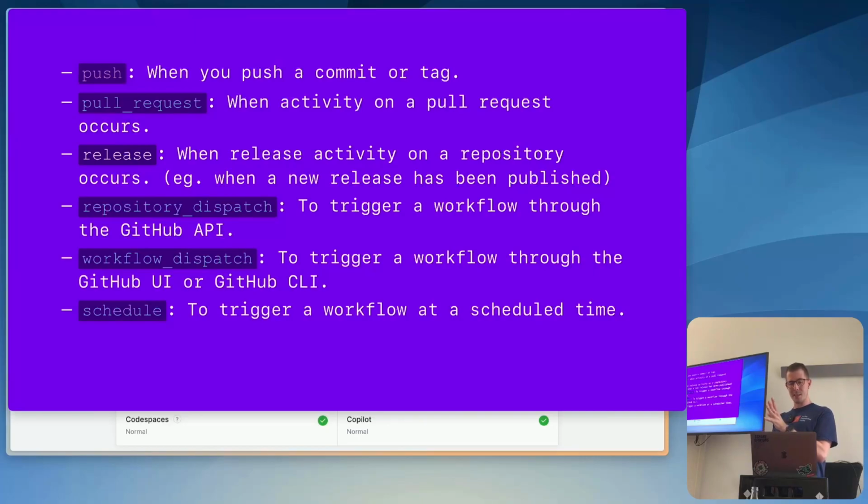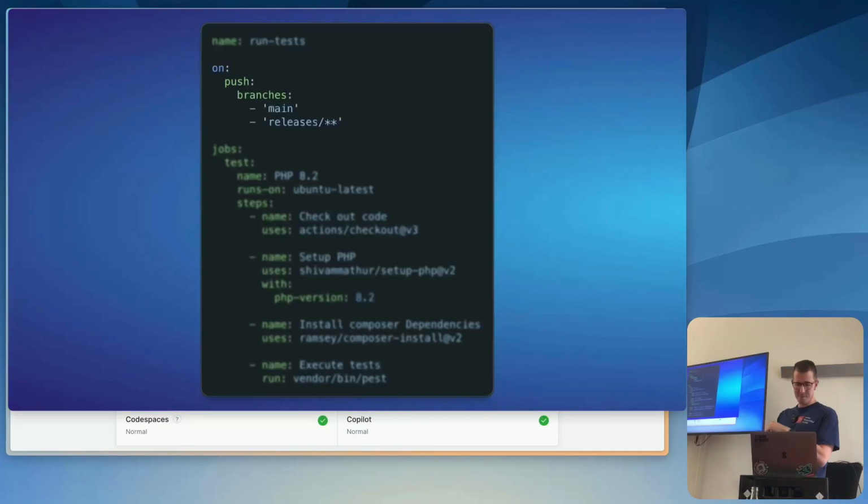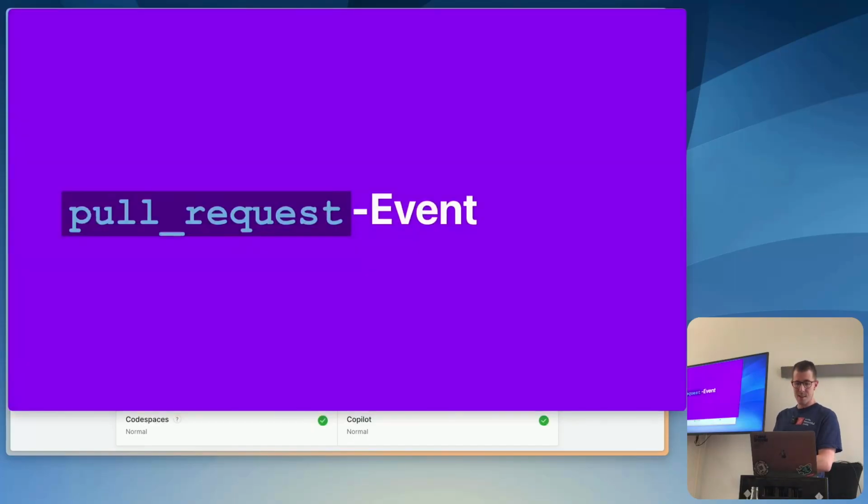I will go into detail on some of the events in a second, but before I start, I also want to mention that you can subscribe to different activity types and branch patterns. For example, you can write a workflow that only listens to commit pushes that happen to the main branch or to branches that start with releases. For that, we just added a branches key to the push event and defined our pattern there. And for activity types, let's look at pull requests. The pull request event, as I mentioned, happens when something on a pull request happens. It's first opened, it's closed, a new commit is pushed, or a label is added or removed.